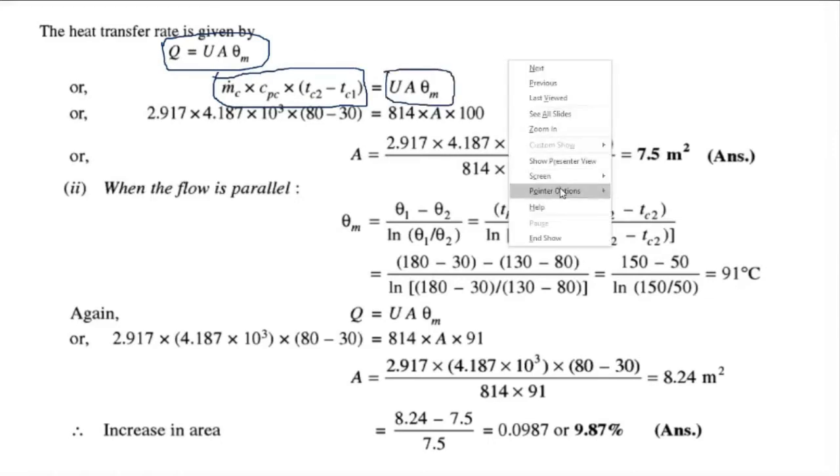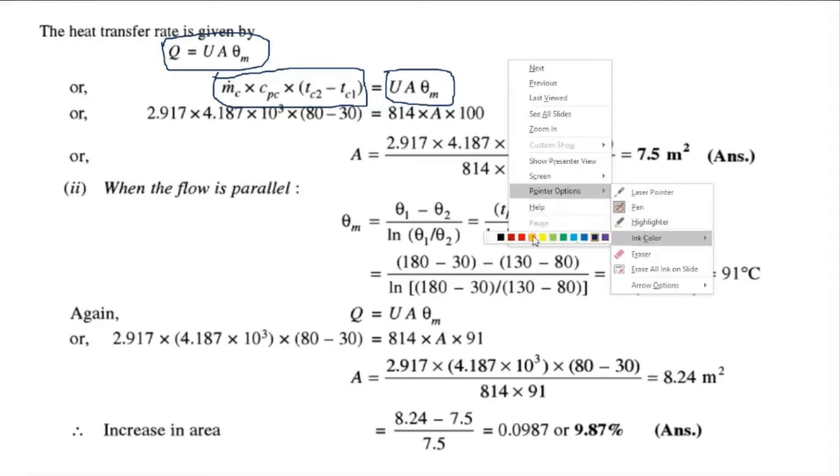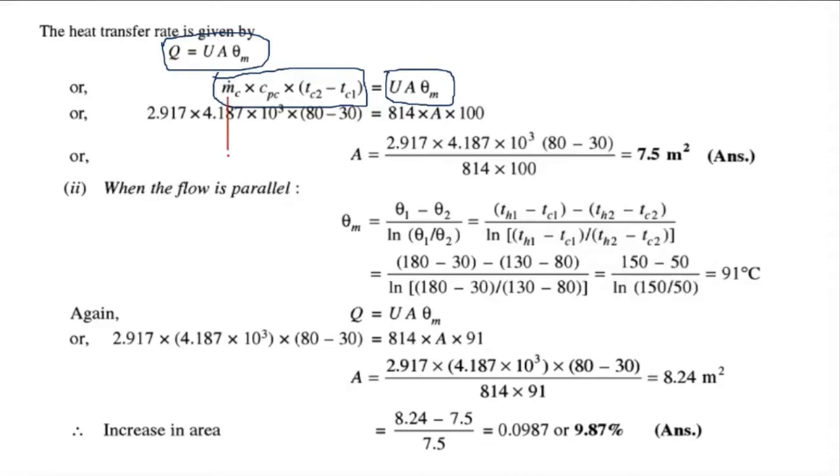Now see what the known values are. Here mc is known, cc is known, Tc2 is known, Tc1 is known. U is given in the question. Theta m we have calculated as 100 degrees Celsius. So the area is the only unknown in the expression. So can we find out the area using this relation? Yes, sir. Okay. So the area for this case has been determined. This was the first part of the question.